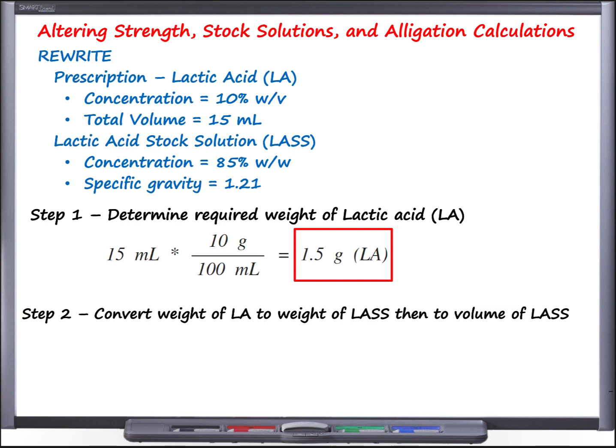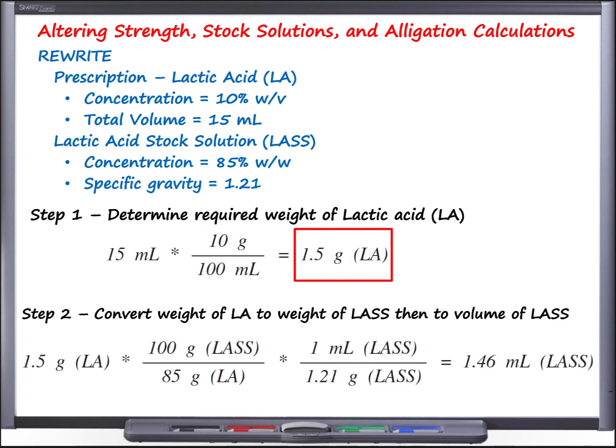Step 2 has three parts to it. We're going to convert from the weight of lactic acid to the weight of the stock solution, and then finally from the weight of that stock solution to the volume of that stock solution. Here's my formula for that. Let's do this one step at a time. Where do we start? We start with the same answer we just calculated. To compound this prescription, we need 1.5 grams of lactic acid.